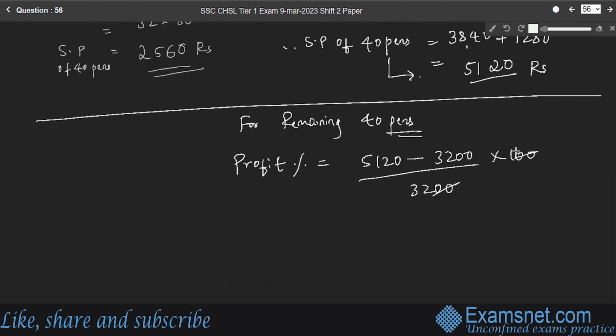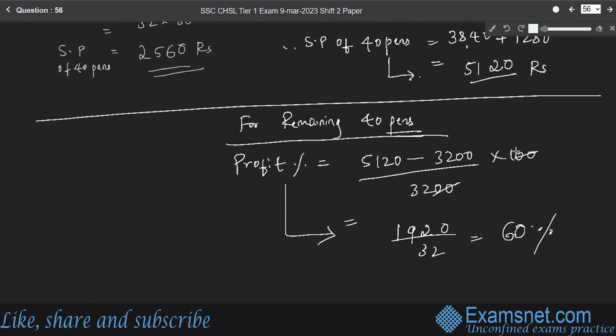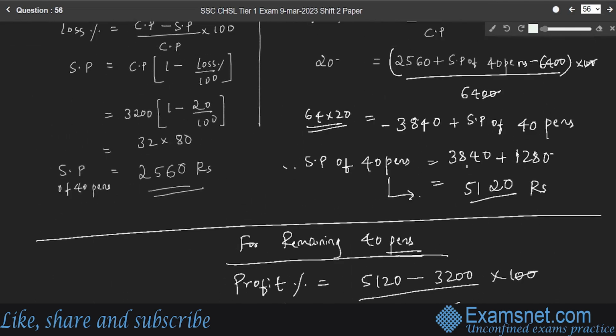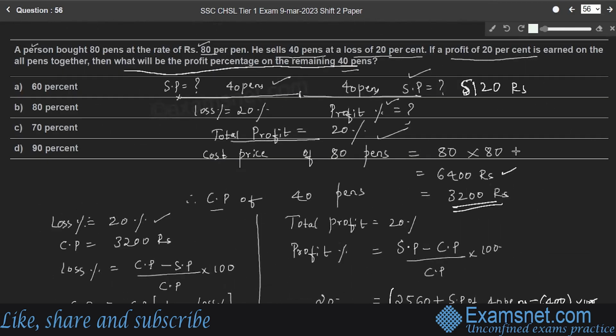So we can cancel 2 zeros here. So 5,120 minus 3,200 is 1,920, right? So 1,920 by 32. So 32 into 6 is 192. So 60% is the profit earned by selling the remaining 40 pens. Therefore, profit percentage is 60%. Option A is the right answer.